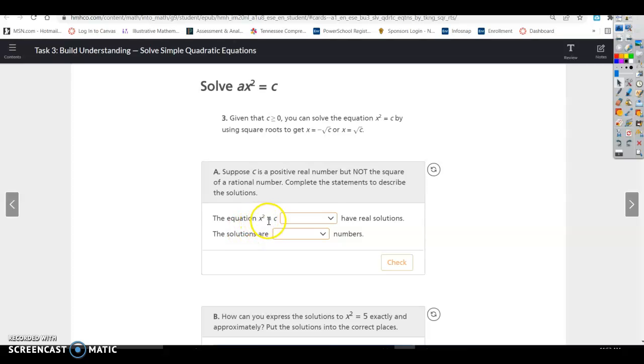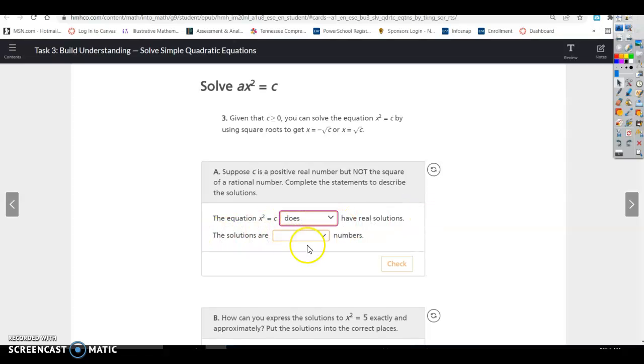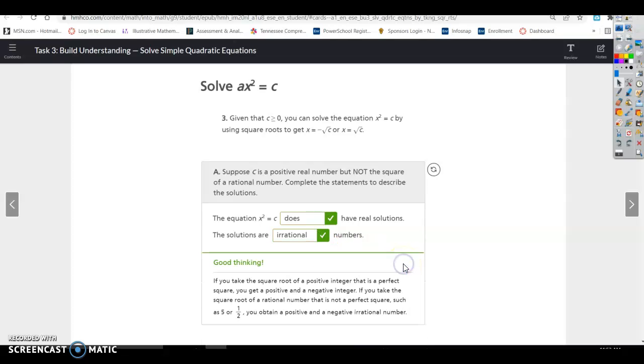The equation x squared equals c will have real solutions, so it does have real solutions, and the solutions are rational, irrational, or imaginary. So you'll learn about imaginary numbers later, but these will be irrational numbers. So remember what an irrational number is. An irrational number is a number like pi, or a number that will not have a repeating decimal, cannot be turned into a fraction, and it does not have a terminating number.